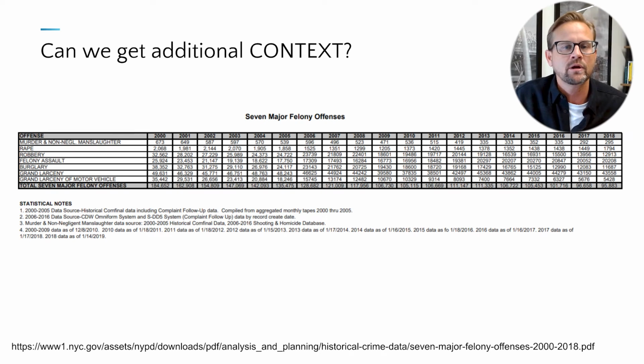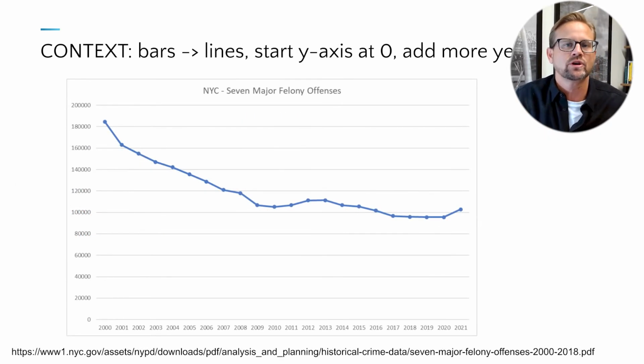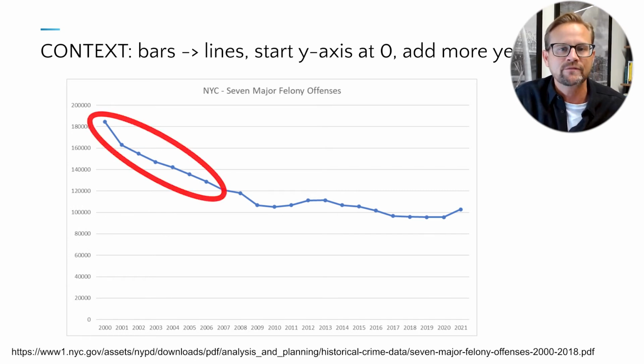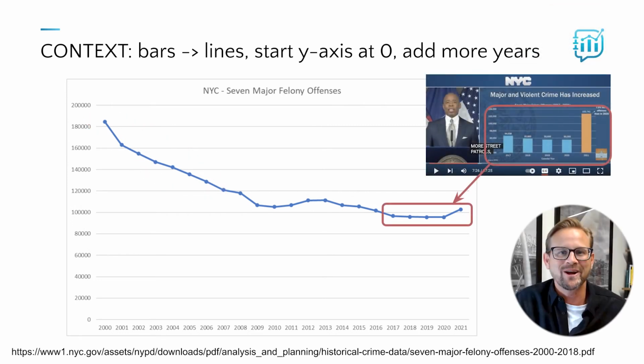Within the website here, I can find data going back to 2000 of the 7 major felony offenses in New York City. When I visualize that data in a line chart that starts at 0, I all of a sudden see that crime in New York City used to be much, much higher than it is right now, even just 2 decades ago. Okay, so there you go. I think this version maybe provides better context and perspective.